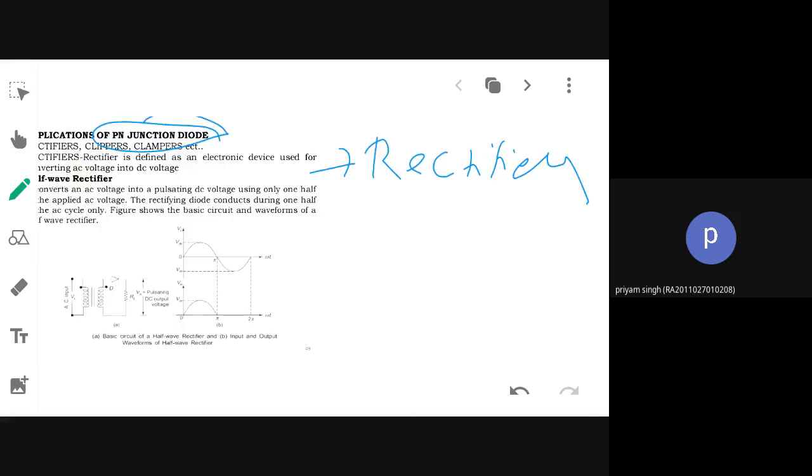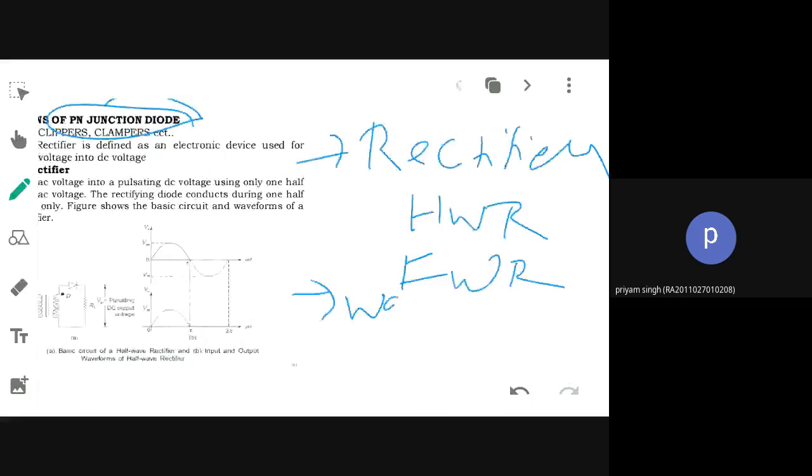One application is rectification. Under this you will be studying half wave rectification and full wave rectification. Next you will have wave shapers. What are the two wave shaping circuits? All these things we have discussed in lab class, I think. So what are the two different wave shapers that you have?